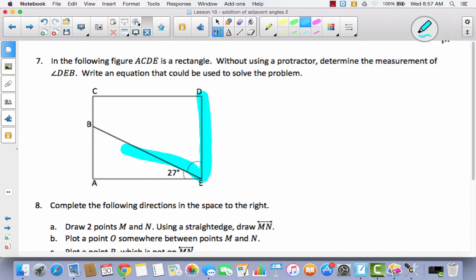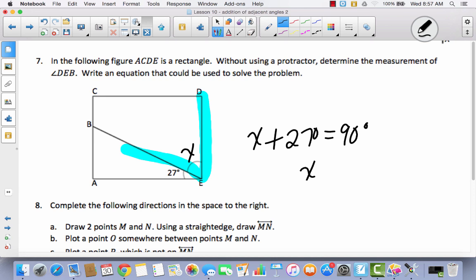So I know that angle AED is equal to 90 degrees because it is a rectangle. So therefore, I'm going to call this angle, it does say angle DEB, but I'm going to call it X, okay? So X plus 27 degrees equals 90 degrees. Therefore, X has to be equal to 63 degrees. 63 plus 27, yes, I'm going to double check my math here. So 63 degrees plus 27, I'm just going to double check that. Yes, so X equals 63 degrees.